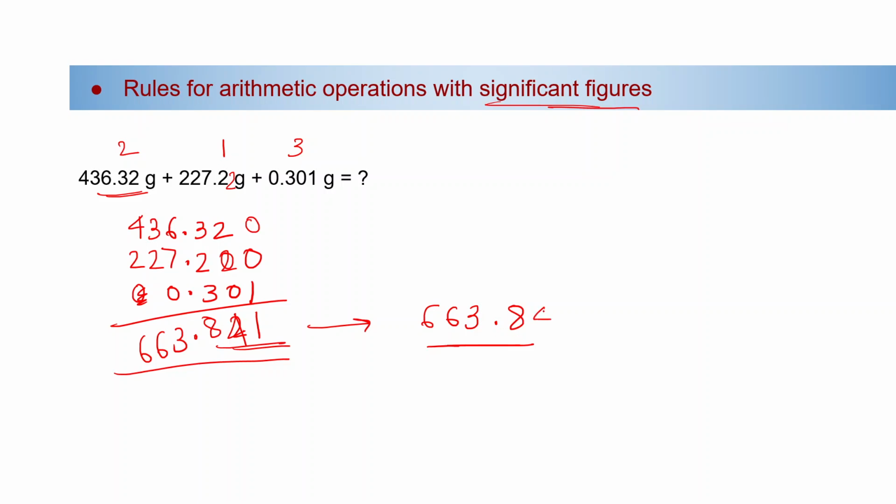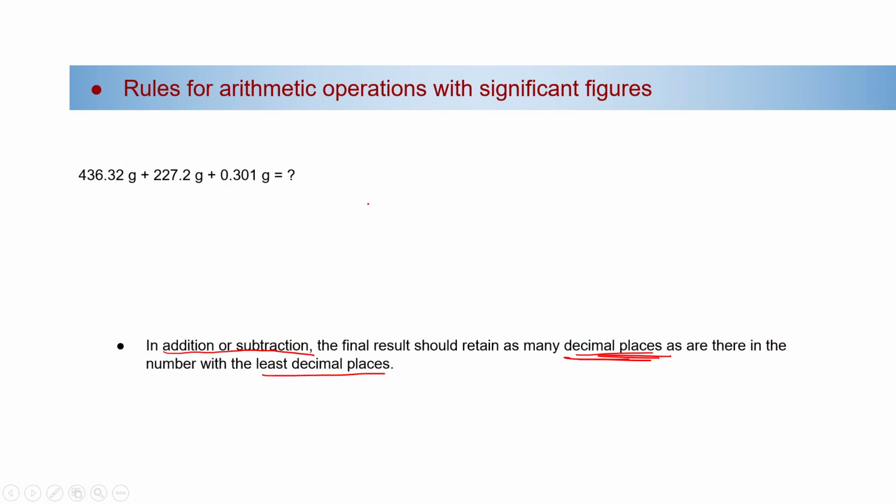In that case it can have 2 decimal digits, but since there is one quantity with 2 decimal digits, another with 3 decimal digits, and one with only 1, we have to consider the least decimal digits among the quantities we have added. So here we had a quantity with only 1 decimal digit, so our final answer also will have only a single decimal digit. So these are the two rules for this.